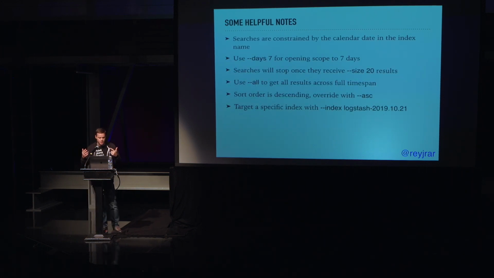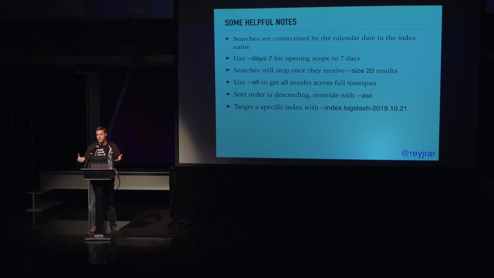Some helpful notes about the ecosystem: searches are constrained by calendar date in the index name by default. You can use things like --days 7 to open your scope up to 7 days. Searches will stop once they receive the number of results that you've requested. The default is 20. Again, this is based on a Splody version of Elasticsearch.